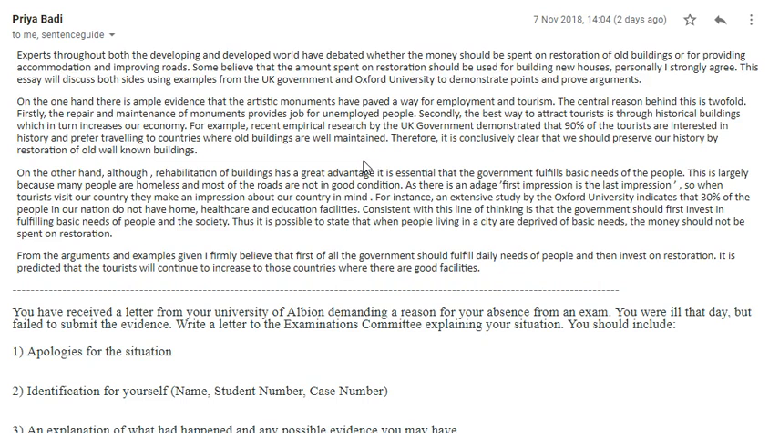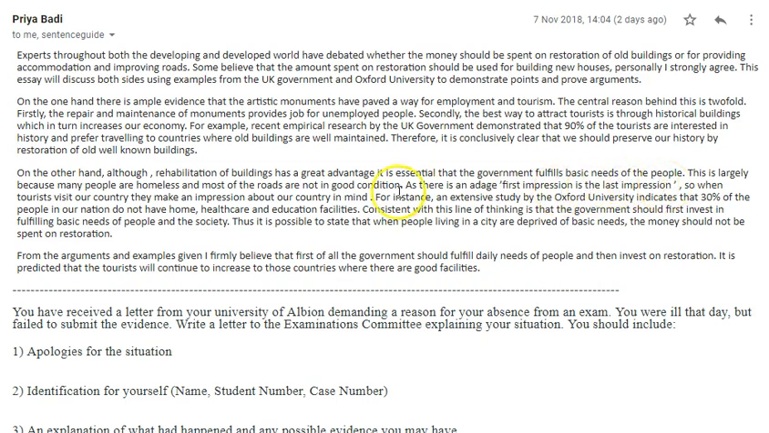On the other hand, although rehabilitation of buildings has great advantages, so I would take out the comma here and put it here. It is essential that the government fulfills the basic needs of the public. This is largely because many people are homeless and most of the roads are not in good condition. As there is an adage, first impression is the last impression.